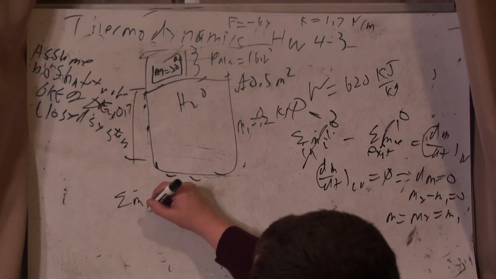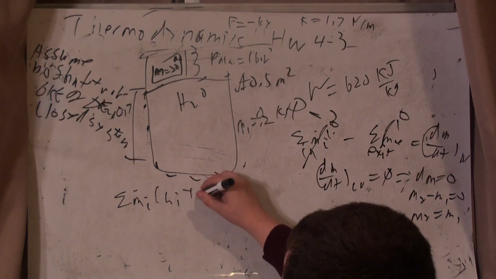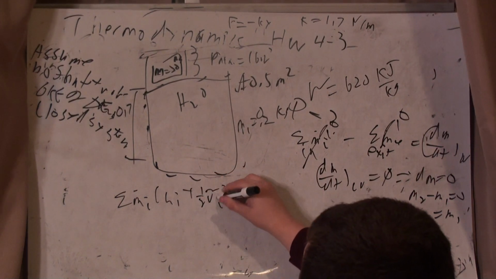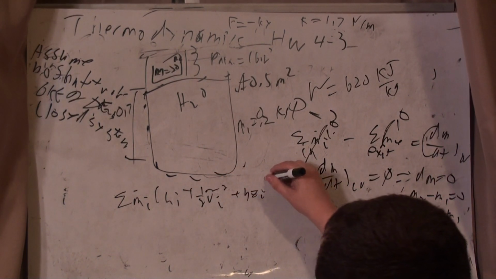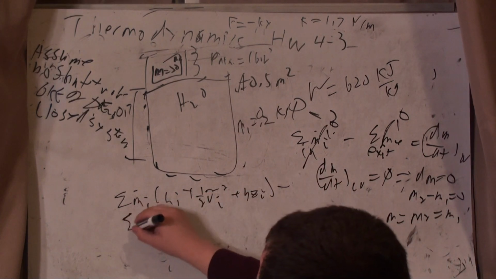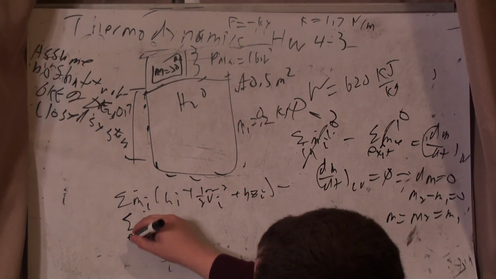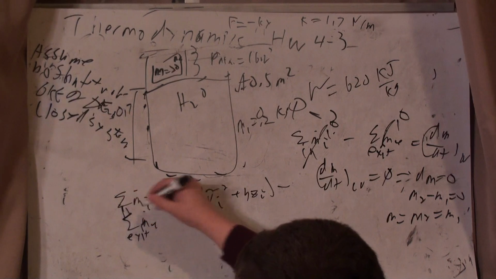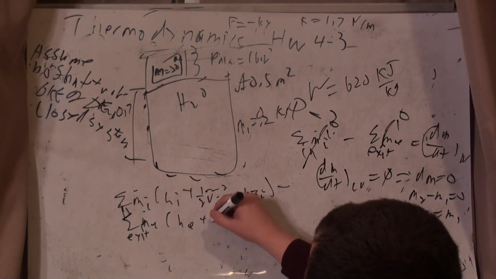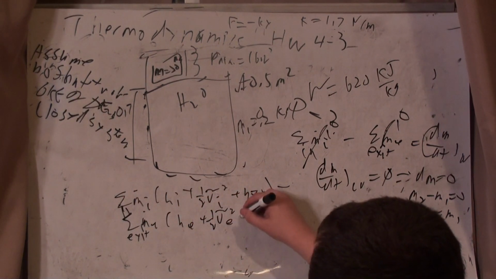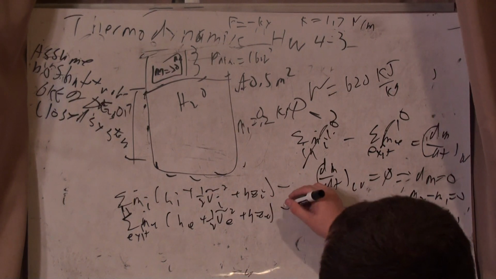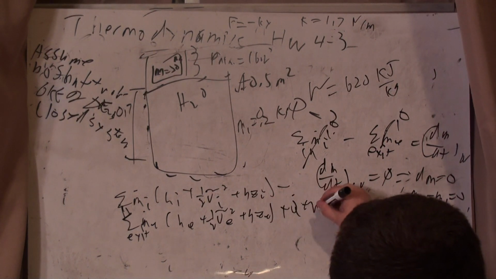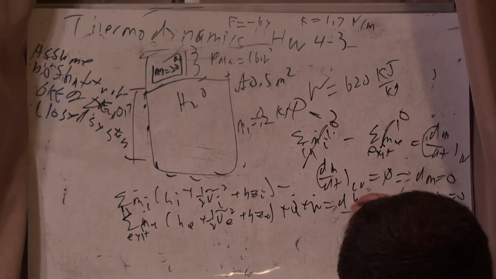Okay, m dot i (h_i plus 1/2 V squared i plus g z i) minus the summation of m dot e (h_e plus 1/2 V squared e plus g z e) plus Q dot plus W dot equals dU dt plus dKE plus dPE.